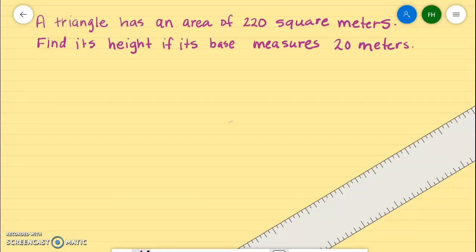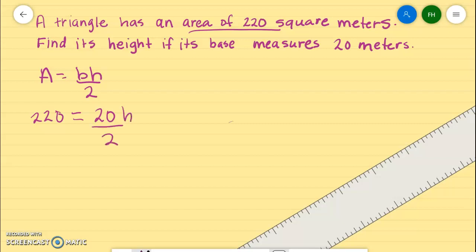Okay, a triangle has an area of 220 square meters. Find its height if its base measures 20 meters. So area equals base times height divided by 2, because we're doing a triangle. We know that the area is 220 square meters, and we know that the base is 20, and we're trying to find the height, so we have to solve for h. So I'm going to get rid of the fraction. It's divided by 2, so I'm going to multiply by 2.